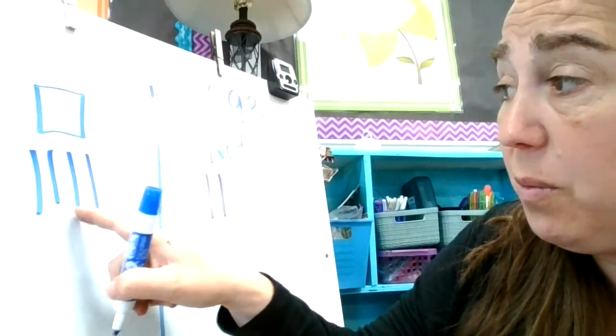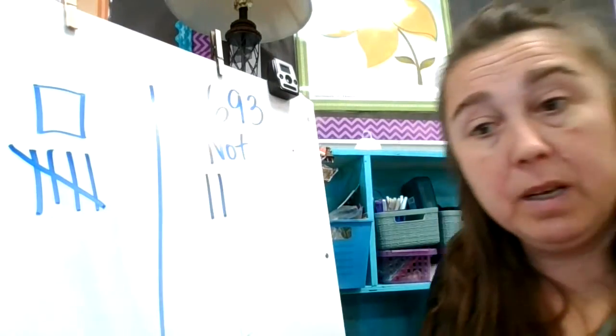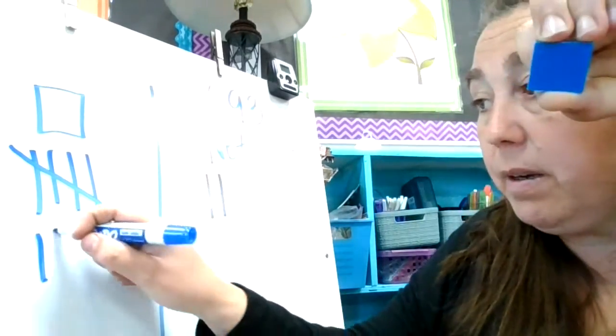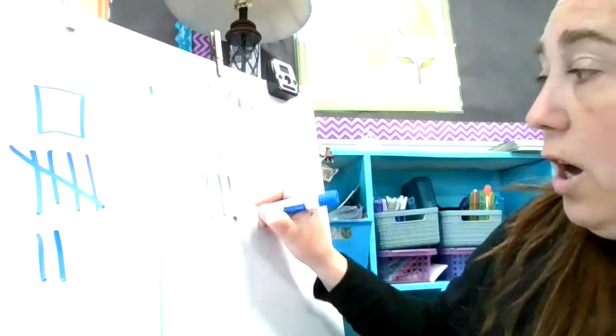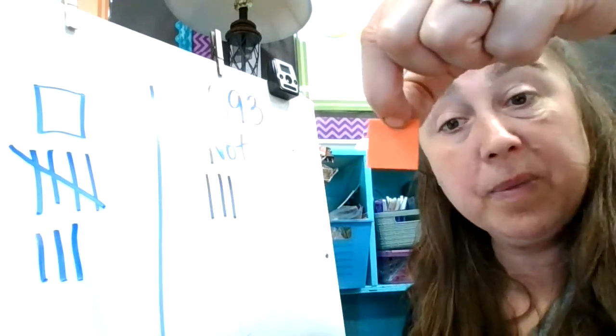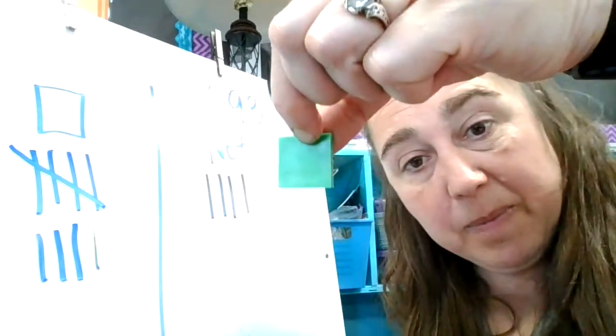Remember, when you have 1, 2, 3, 4, 5 grows across. All right, ready? Square or not a square? Square. Square or not a square? Square. Square or not a square? Not. Square or not a square? Square. Square or not a square? Square. Two more. Square or not a square? Not.